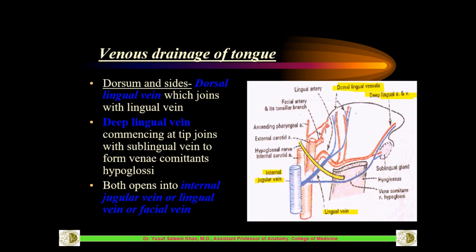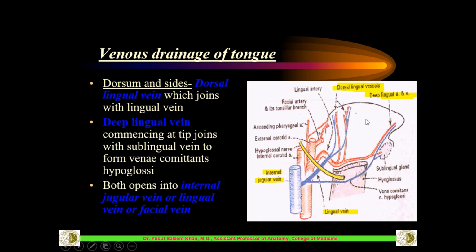Coming to the venous drainage of the tongue, the dorsum and sides will be mainly drained by the dorsal lingual veins. If you can see here, these are the dorsal lingual veins on either side on the dorsum of the tongue. These will be joined and then finally drain into the lingual vein.